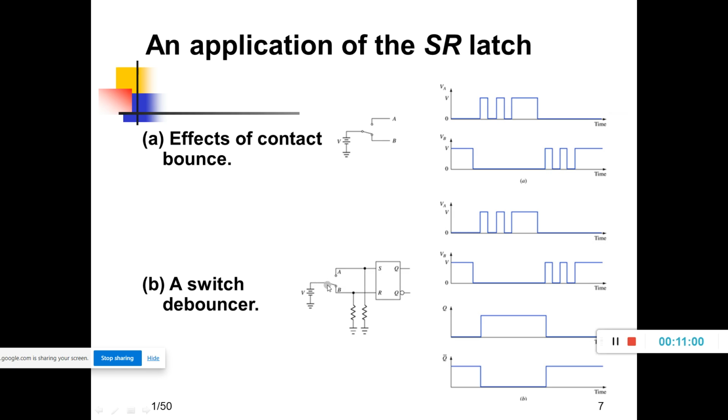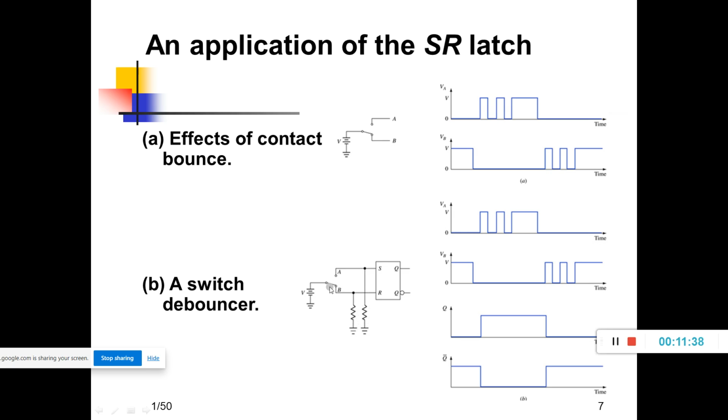So whenever the center contact moves from terminal B to terminal A, A becomes plus V volt, that is logic 1. This logic 1 is applied to S, whereas R will be pulled down to ground, that is 0. So S is equal to 1, R is equal to 0, means Q is equal to 1, Q bar is equal to 0. Can you see any contact bounce here? No, because of the action of the pull down resistors.